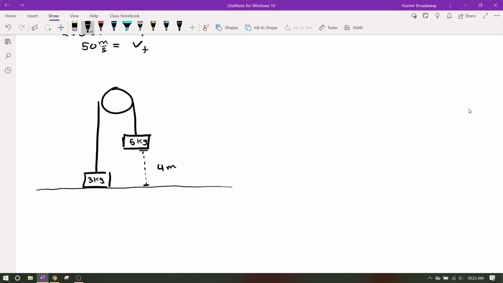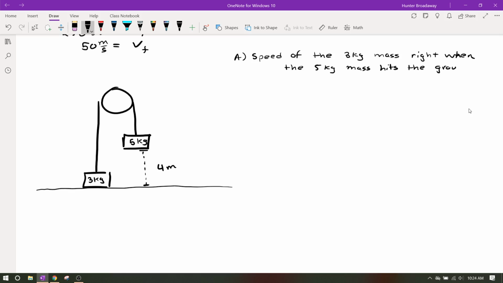Right, the 5 is the high one, but it hasn't been released yet. So what's going to happen is you're going to let this go and it's going to fall. And that's what we're going to need to find out. So for part A, what we're going to need to find out is the speed of the 3 kilogram mass right before or right when the 5 kilogram mass hits the ground. That's what we're looking for to start. Let's start with that. Kind of think about it for a little bit. The speed of the 3 kilogram mass right when the 5 kilogram mass hits the ground.